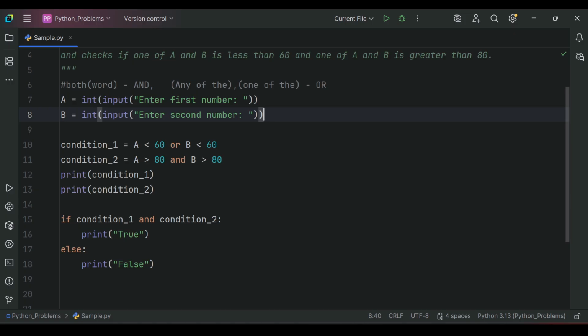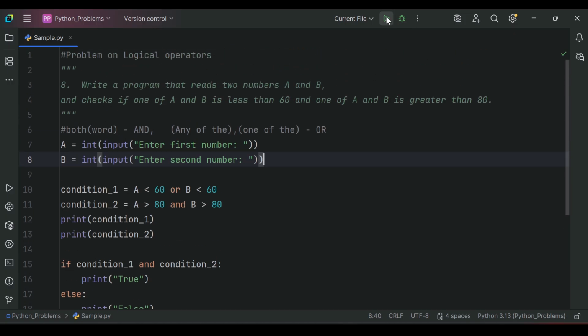Any one of the numbers is less than 60, and any one of the numbers is greater than 80. This is the first condition and this is the second condition. The final result is condition 1 and condition 2. Now see the output.